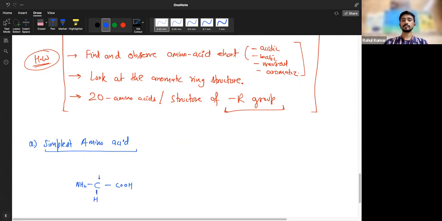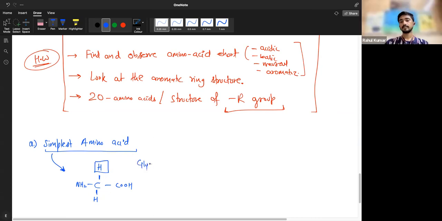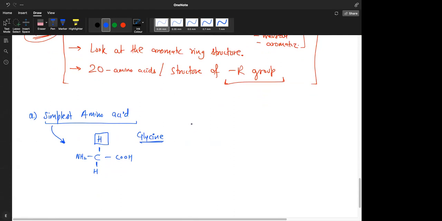So in case of R, what could be the simplest thing you can put here to make the simplest amino acid? What should be here in place of R? A hydrogen, right? If hydrogen is acting as the R group, then this amino acid is called glycine. That's why it is the simplest amino acid. You understand? Yes, sir.